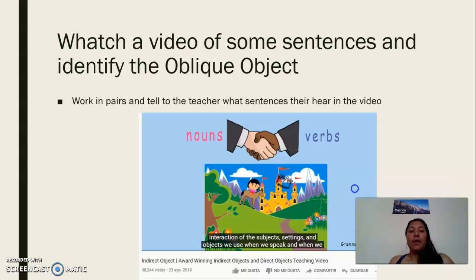In the next tip, the student can watch a video, and after that, the students can work in pairs and write a sentence and identify the oblique object.